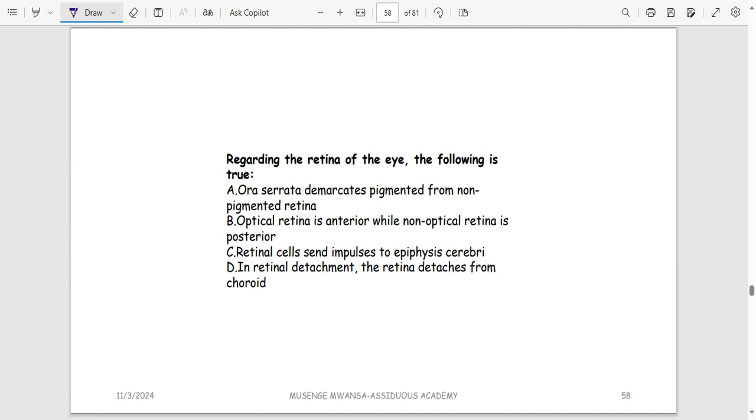Anyone that can help us with this one? Any idea? D. Retina detaches from the choroid. Is there any other option? Okay.